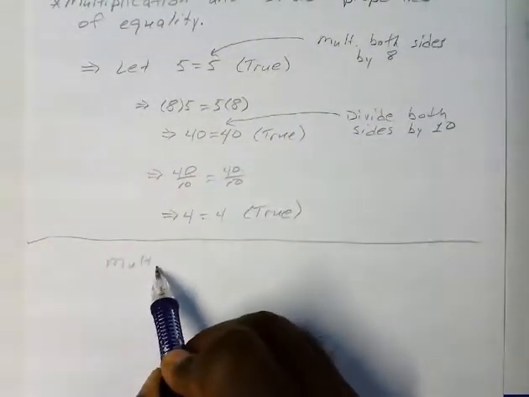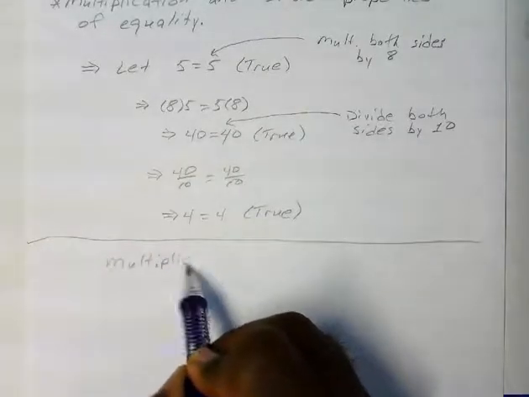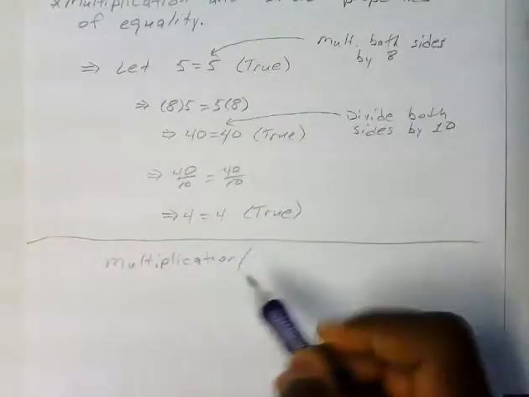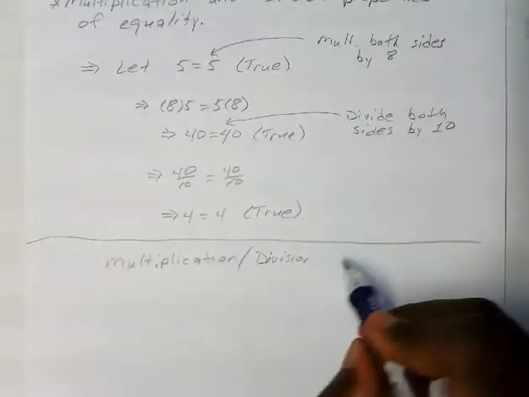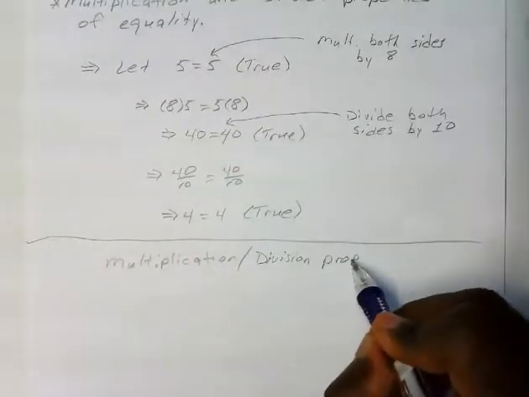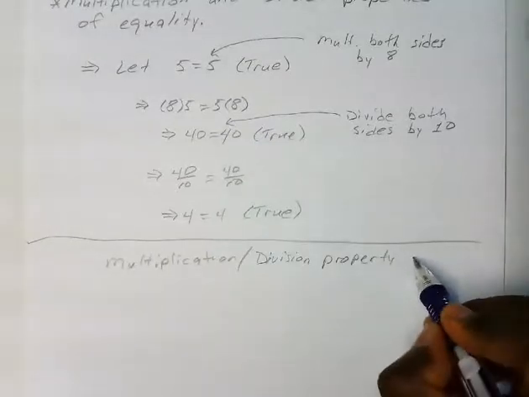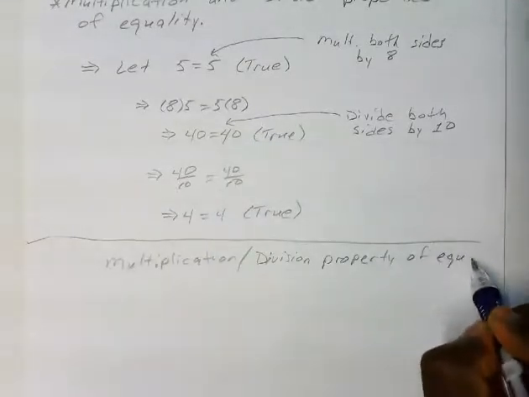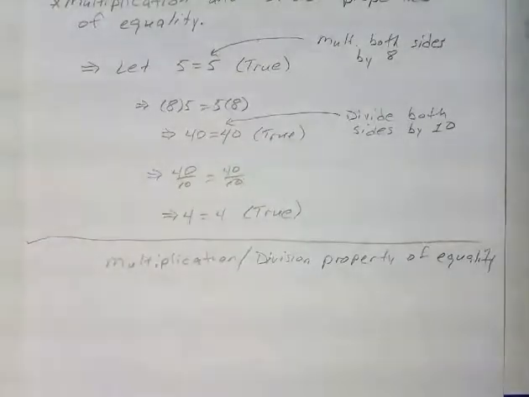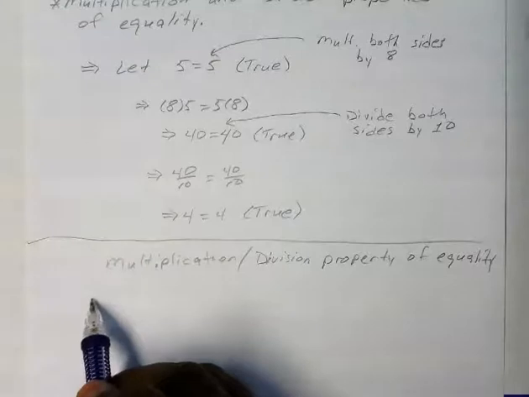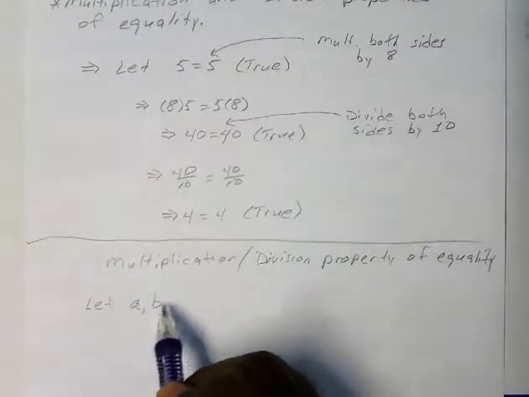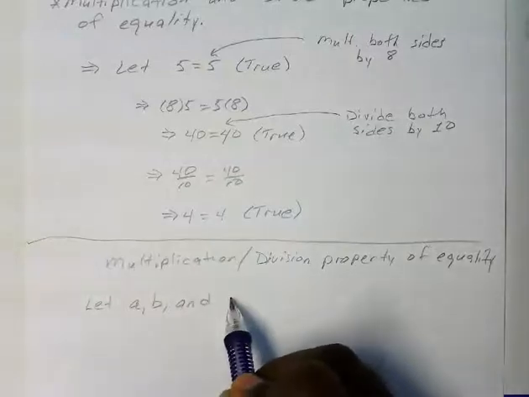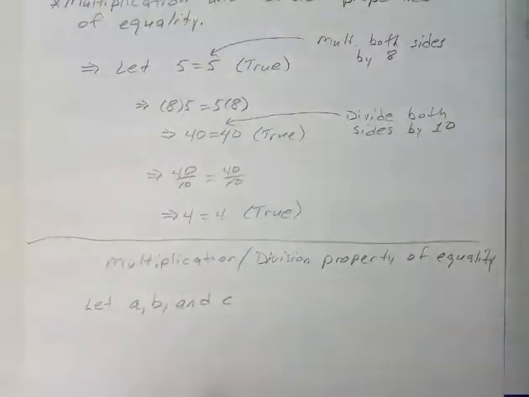So the multiplication and division property of equality. Instead of just picking a 5, let's say we let A, B, and C represent any real number.